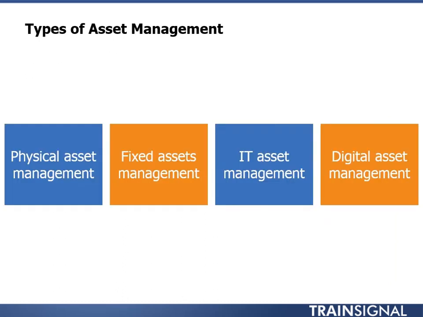Different people categorize asset management differently, but here are 4 commonly used types of asset management. Physical asset management, things like buildings. Fixed assets management, this is a financial construct used by accountants. IT asset management, things like computers and networks. And digital asset management, these are digital files and photos and videos, whatever you have that you might need to protect.